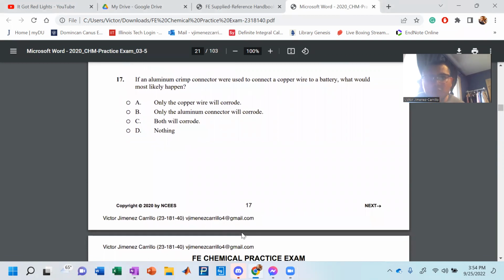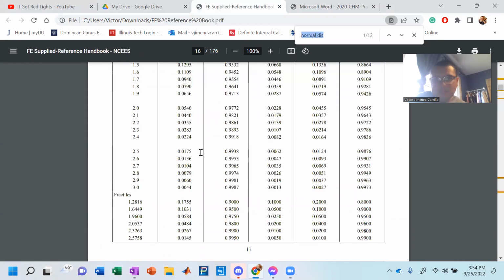Okay, so if an aluminum crimp connector were used in connecting a copper wire to a battery, what would most likely happen? Well, the answer is pretty simple. You go to page 65 in the PDF or 67 in the PDF, and you're going to have a whole table of corrosion. Or you could just do this.